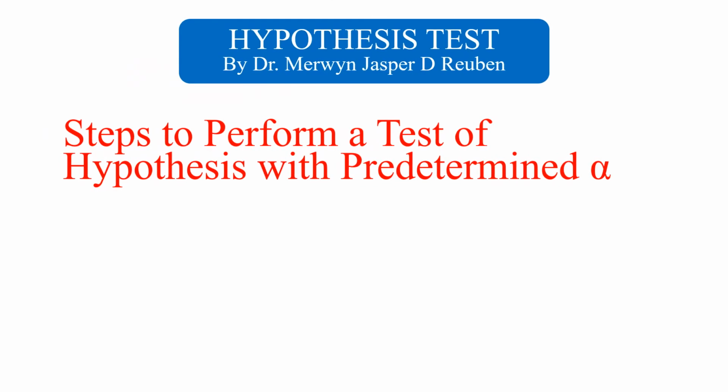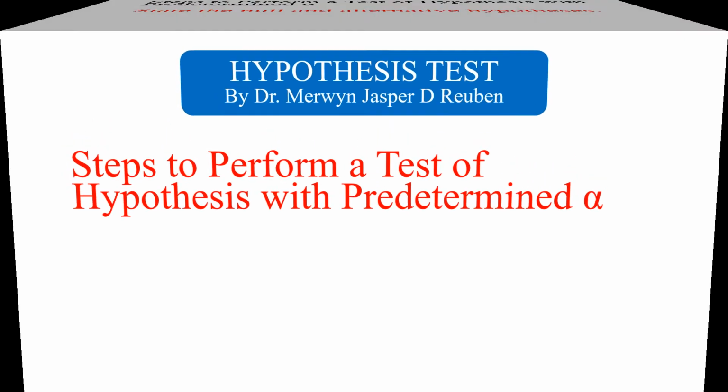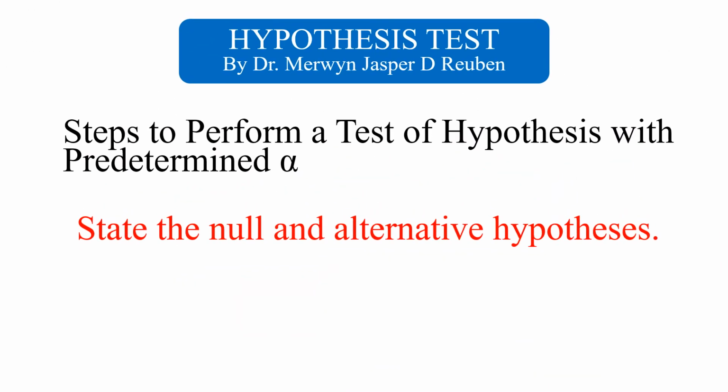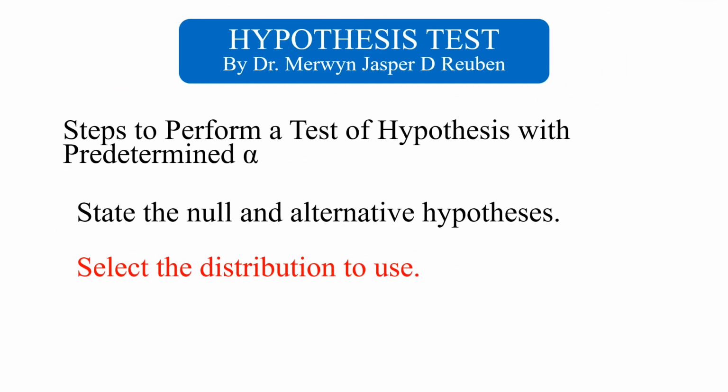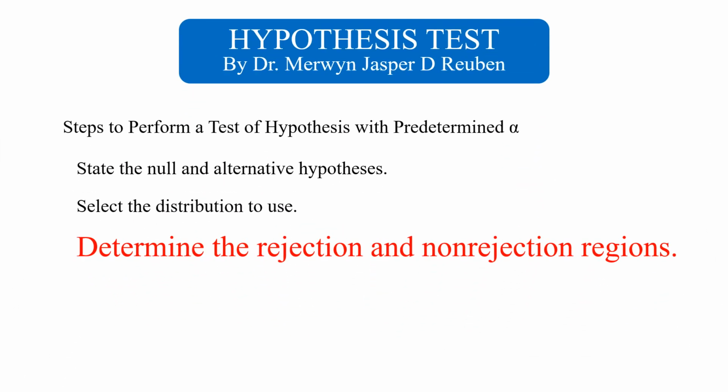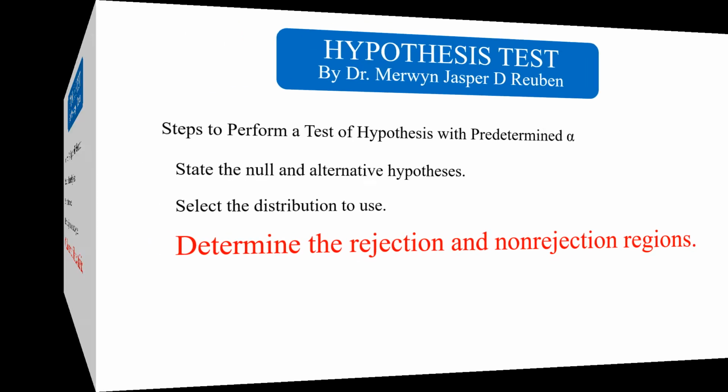Next, we see the steps to perform a test of hypothesis with a predetermined significance level. The first step is to state the null and alternative hypothesis for our problem. Next, we select the distribution to use for our problem. Next, from the null hypothesis and alternative hypothesis for our problem, we identify whether it is a two-tail test, a left-tail test or a right-tail test. And we calculate the critical value and identify the rejection and non-rejection regions.